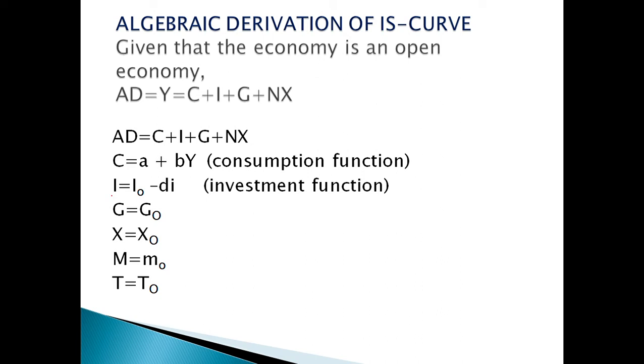I here stands for total investment. This is autonomous investment, and this D here tells us how investment responds to changes in interest rates. The G, X, M, and T all represent autonomous components of their respective variables.